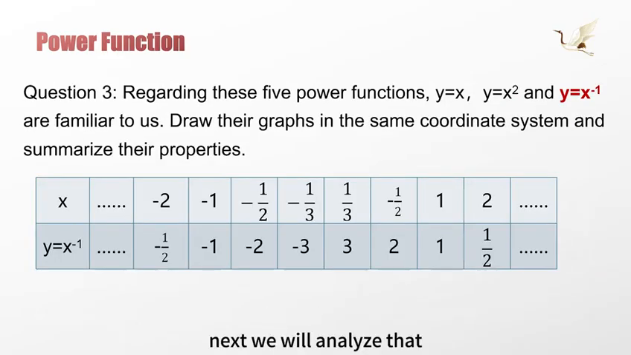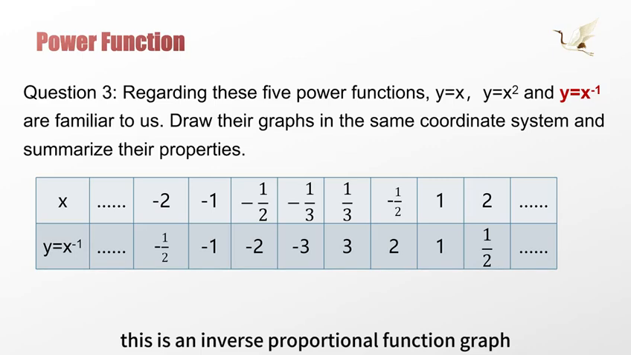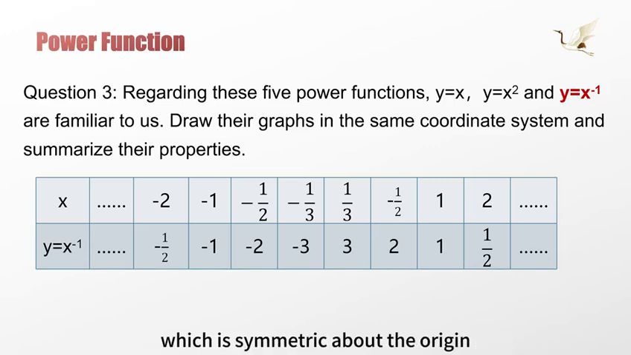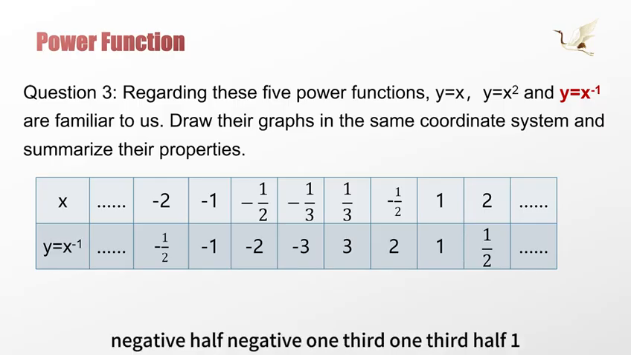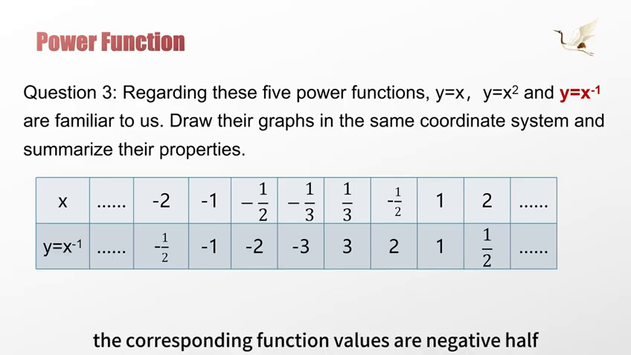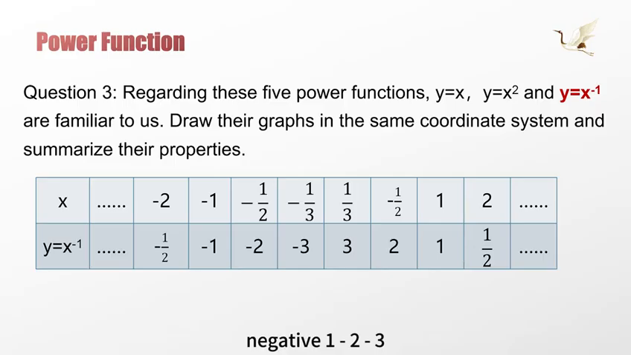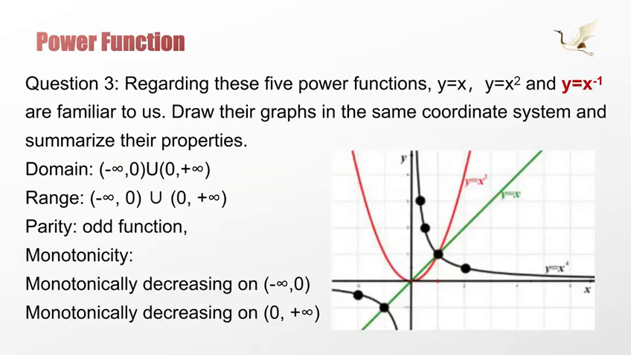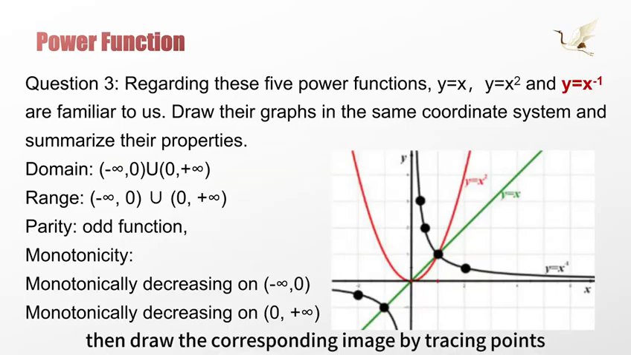Next, we will analyze y = x⁻¹. This is an inverse proportional function graph, which is symmetric about the origin. Therefore, when taking points, we can also take them symmetrically. x is equal to -2, -1, -1/2, -1/3, 1/3, 1/2, 1, 2, respectively. The corresponding function values are -1/2, -1, -2, -3, 3, 2, 1, and 1/2. Then draw the corresponding image by tracing points.